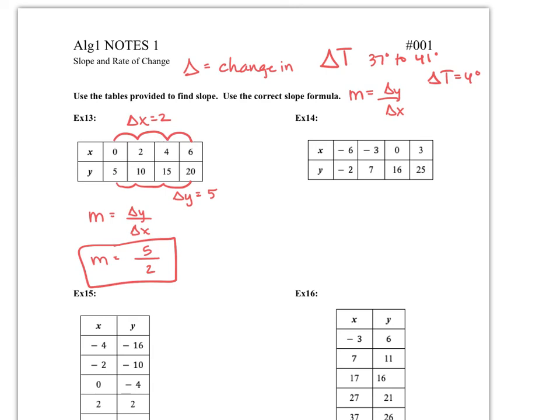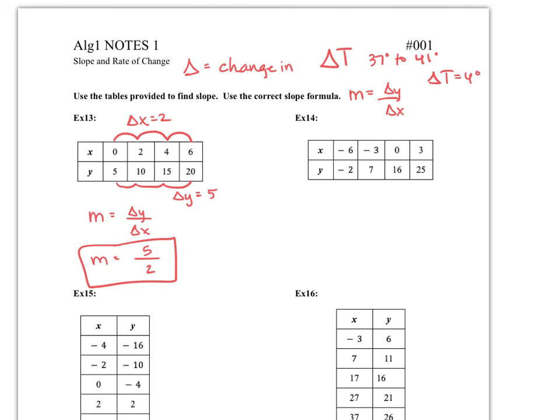Just a quick reminder about slope, we never change it to a mixed number, even though 5 over 2 is the same as 2.5. We want to be able to see rise compared to run, and if you have a mixed number, you can't see those two parts that are a ratio. This is a ratio, a mixed number really isn't a ratio.